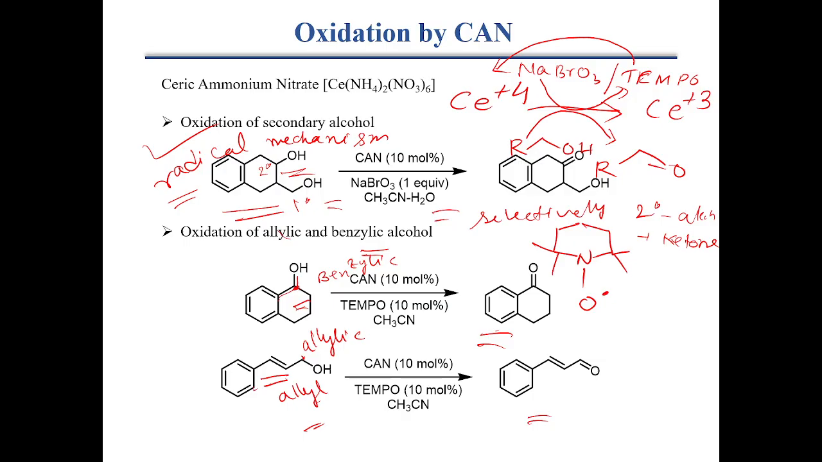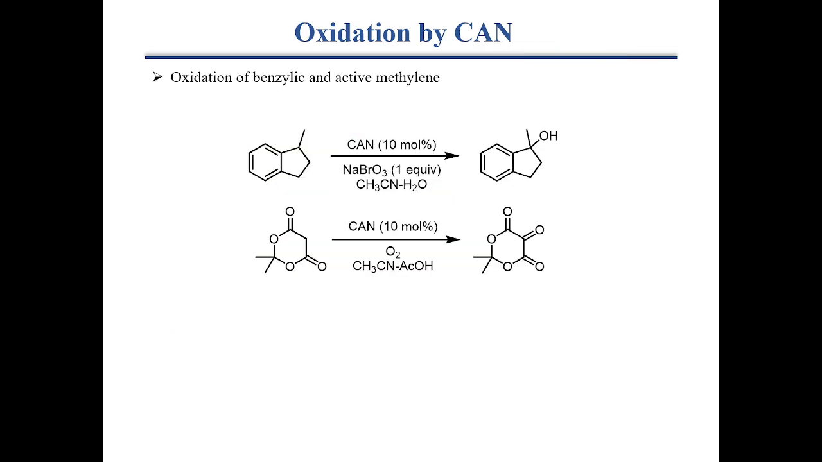So in these cases, the oxidizing agent used is TEMPO, which oxidizes cerium plus 3 to cerium plus 4 to maintain the catalytic cycle. And in these cases, sodium bromate is used. So what is sodium bromate? It is NaBrO3, with O minus Na plus. So this is used to maintain the catalytic cycle and further oxidize cerium 3 plus to cerium 4 plus. So these are some other applications of CAN.